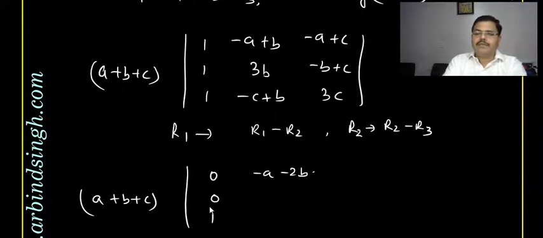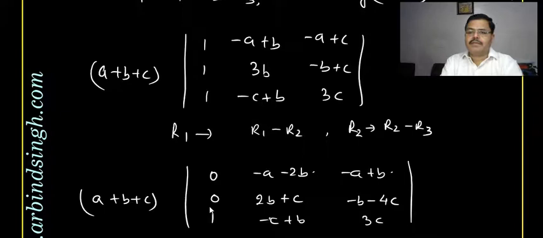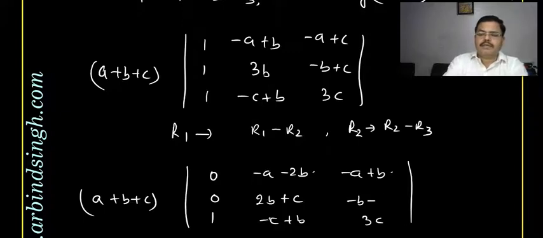and if I subtract this one, then that will be minus a plus b, minus a plus b. If I subtract R2 minus R3, then b will be cancelled, and it will be 2b minus b plus c. And 3c, if I subtract, then it will be minus b minus 4c, isn't it? And this will be minus c plus b and 3c. That will come, right? Minus b and minus 3c, so it will be minus 2c. R2 minus R3, so that will be minus b plus c minus 3c, that is minus 2c.